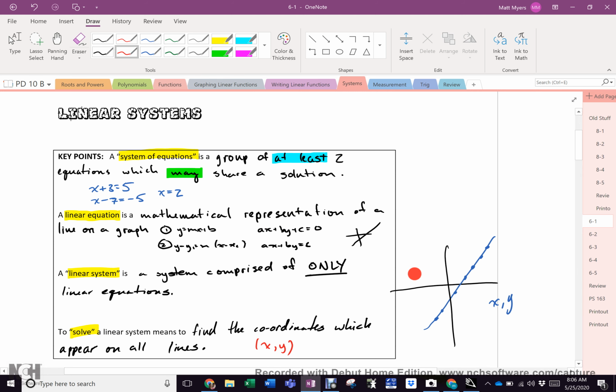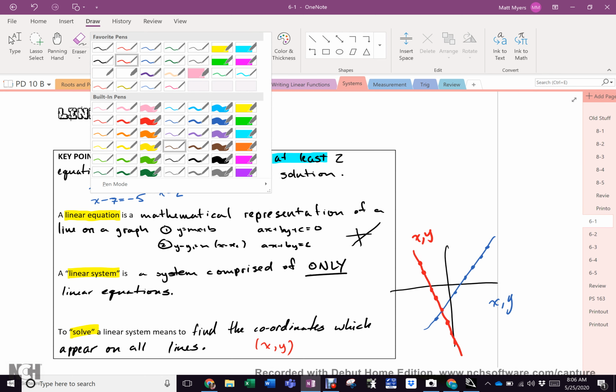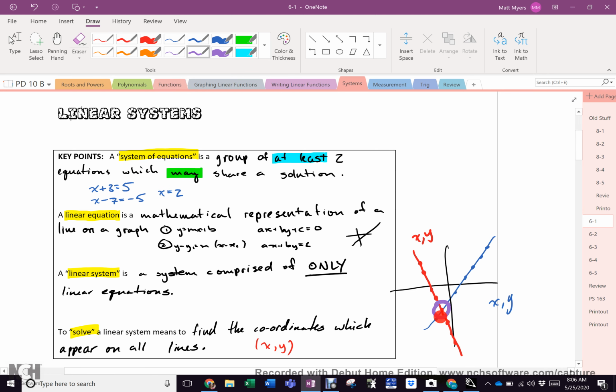Now, if I draw another line, all of those points are also an x and a y. So all of these blue points and all of these red points are solutions to the red line and the blue line. Now what do you notice right here? That purple xy is on the red line and the blue line. So that is the solution to the system.